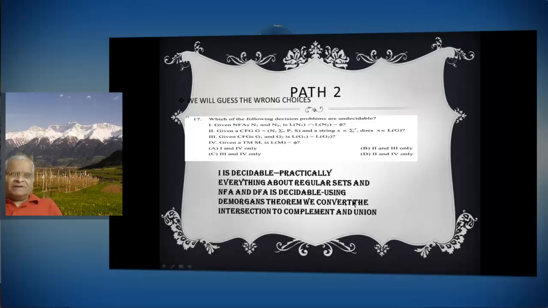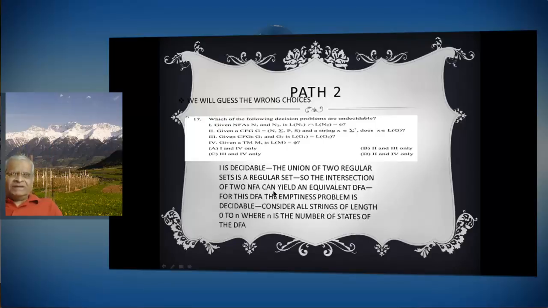Using De Morgan's theorem, we convert the intersection of two regular sets to union and complement. Now we know that the intersection of two NFAs is an equivalent DFA. The emptiness problem is decidable for the DFA created from the intersection of two DFAs. So if I consider the NFA or DFA which comes from the intersection of these two NFAs, I consider all strings of length 0 to n. In a finite amount of time, we can decide if the intersection of two regular sets is empty or not. So 1 is decidable.